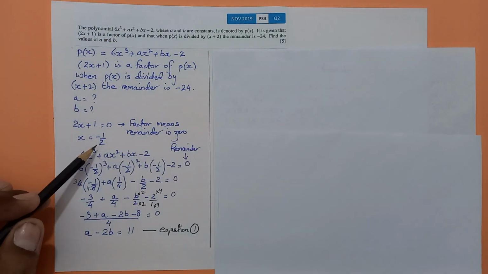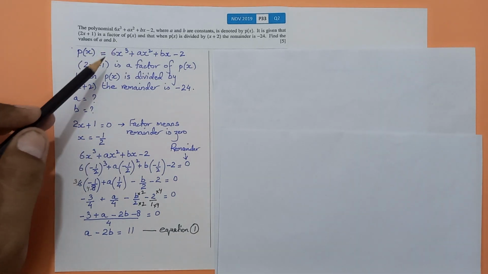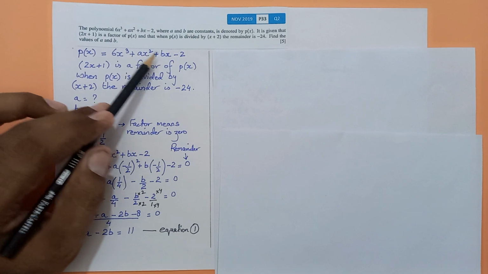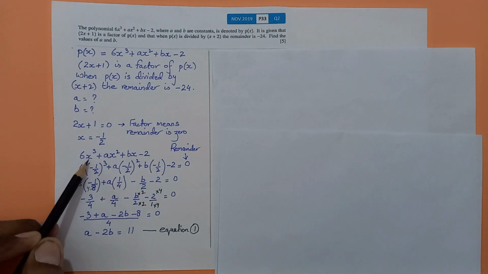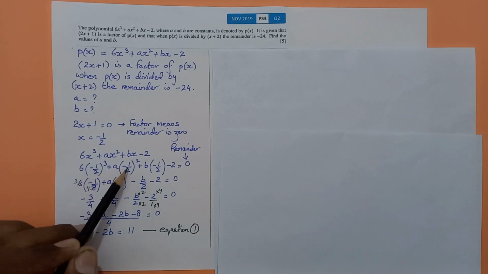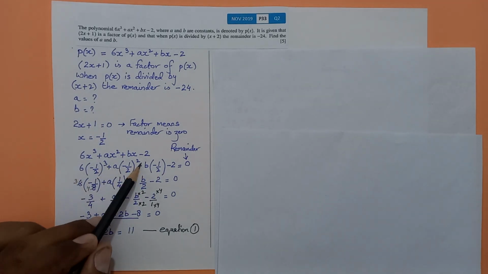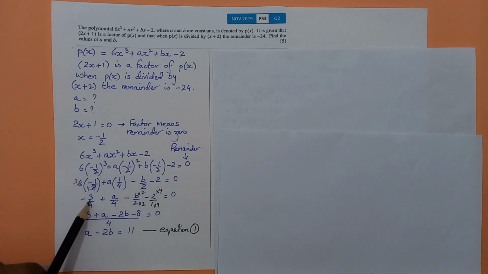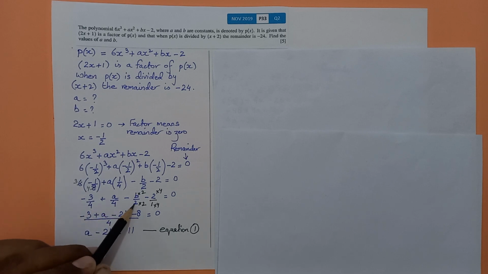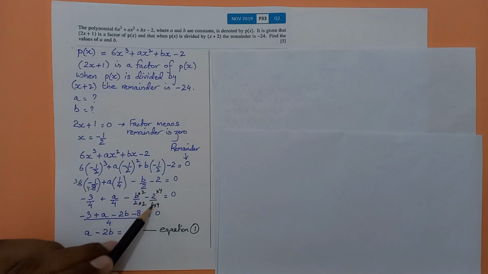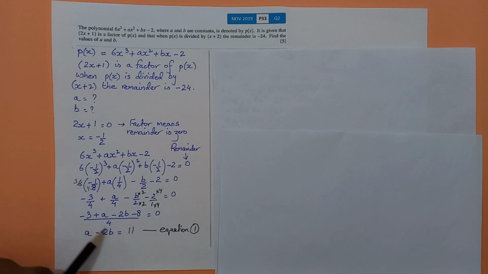After placing the value of x, which is minus 1 upon 2, in the given polynomial 6x cube plus ax square plus bx minus 2, instead of x place minus 1 upon 2, and after cubing, squaring and simplifying all that, we would come to this stage. And definitely over here the denominators are 4, 2 and 1. Just make all the denominators the same, which is 4, multiplying by 2 over here at the numerator and denominator, and by 4 over here at the numerator and denominator, so that all the denominators become 4 and you could add up the numerators.